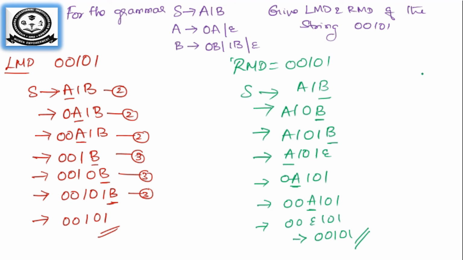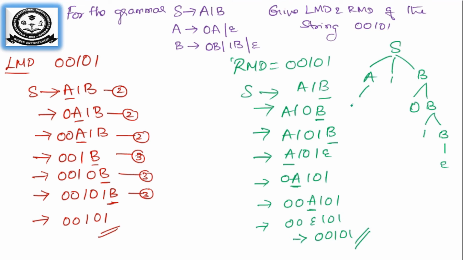If you need, you can draw the derivation tree for this derivation. So I will draw the derivation tree. A 1 and this is B, and for this B I have substituted 0B first, then again I substituted 1B, then finally epsilon, and for the A I have substituted 0A, again I have substituted 0A, then finally I have substituted epsilon.